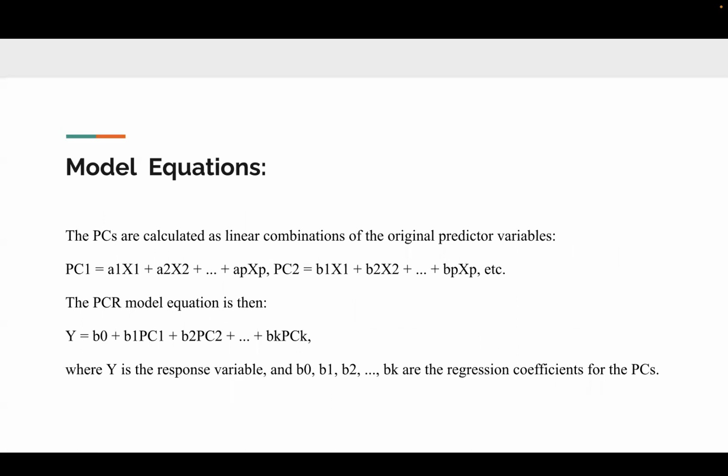For the model equation, we have the N by P matrix, where N is the number of observations and P is the number of predictors. The first PC is calculated as a linear combination of the original predictive variables: PC1 equals A1 X1 through AP XP, and PC2 equals B1 X1 through BP XP, and so on. The PCR model equation is then Y equals B0 plus B1 PC1 plus B2 PC2 through BK PCK. In this case, Y is the response variable, and B0 through BK are the regression coefficients for the PCs.